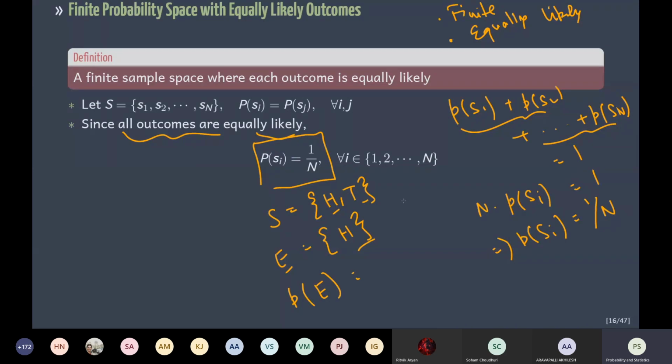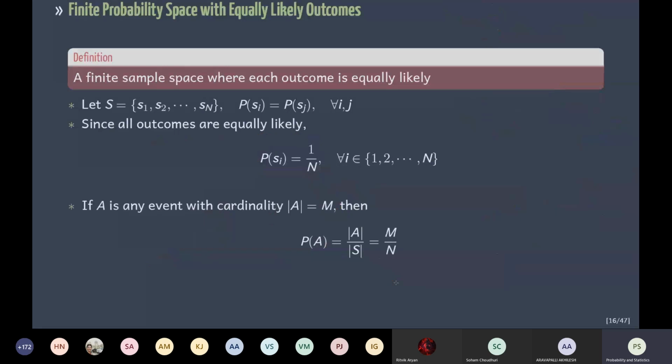Okay, and so this is a finite probability space with equally likely outcomes, because either head or tail can happen. It is not a skewed experiment in any sense. Since we know that the probability of head and the probability of tail are the same, in those cases it is 1 divided by n. N in this case is 2. For any event A with cardinality of A equal to m, we can write the probability of the event A to be the cardinality of the event divided by the cardinality of the sample space.